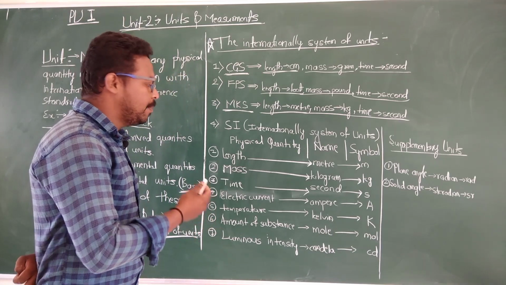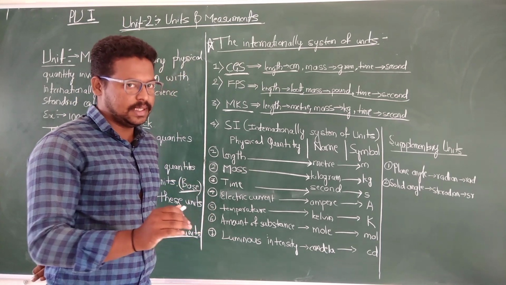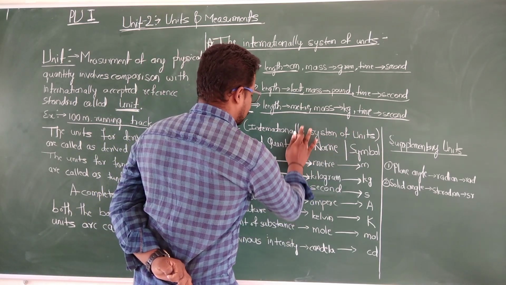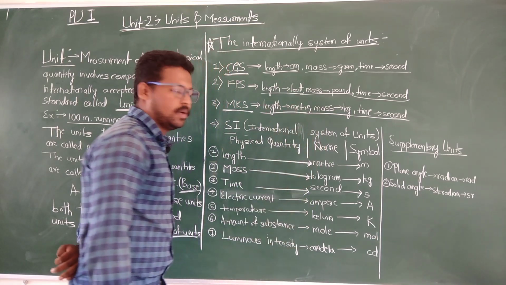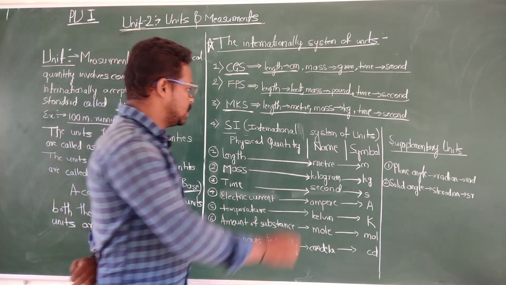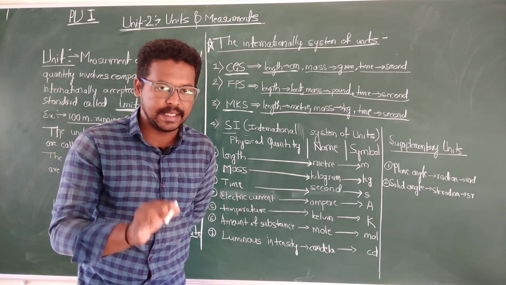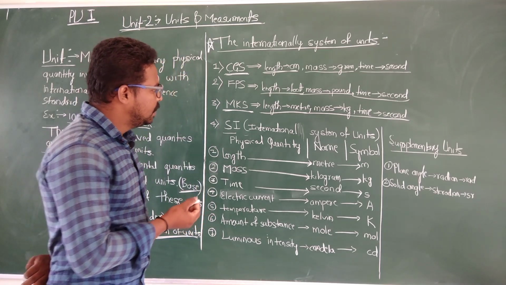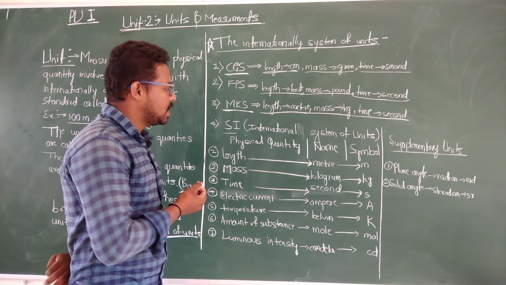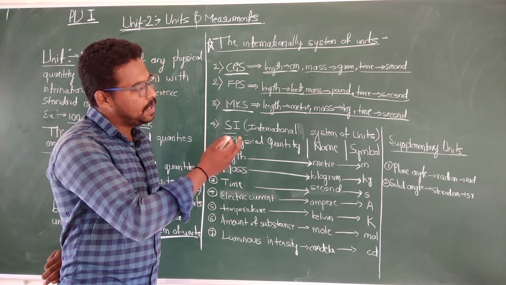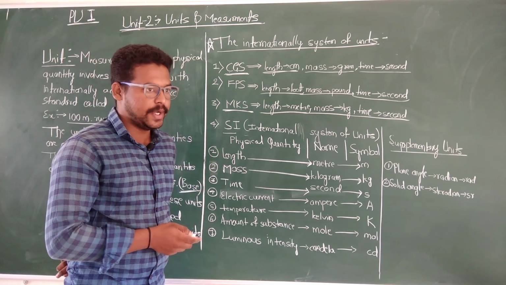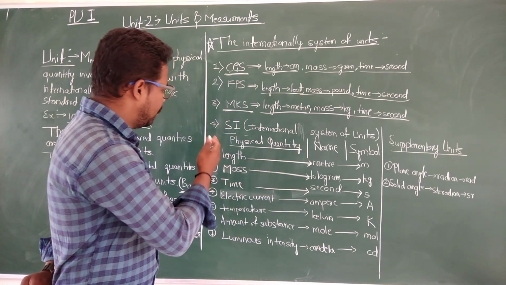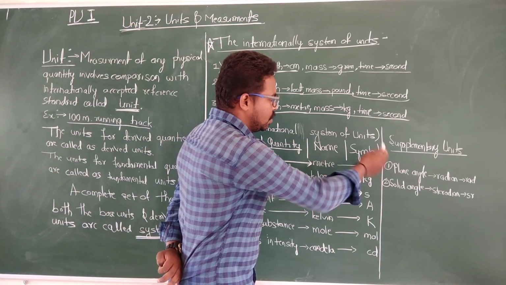The fourth and the very important one we are now using in the world is SI, or International System of Units. This is what we are currently using in the entire world. There are 7 fundamental quantities and 2 supplementary units in the SI system.